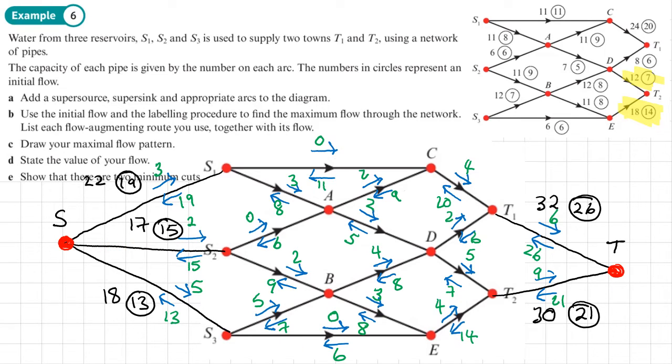Now I want to avoid routes where I'm not going to increase flow, so can't increase by anything. Saturated arcs, so S1C is saturated, S2 to A is saturated, can't increase it by anything, and S3E is also saturated. I don't think there are any other saturated routes, so I'm not going to use these ones. I want to avoid those ones.